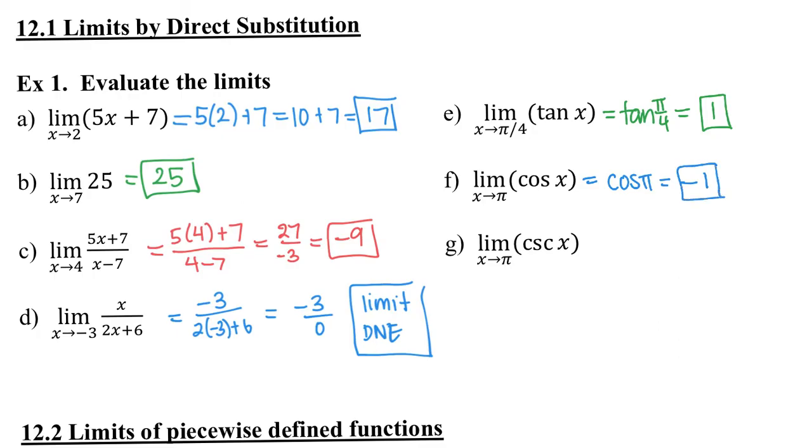Okay, and then the last one, limit as x approaches pi of cosecant of x. The cosecant of pi is 1 over sine. What's the sine of pi? The sine of pi is 0. Because I have 1 over 0, for now I'm going to say the limit does not exist. Although, again, in the future, we will find a better way to describe the limit there, even though it is true that it does not exist.